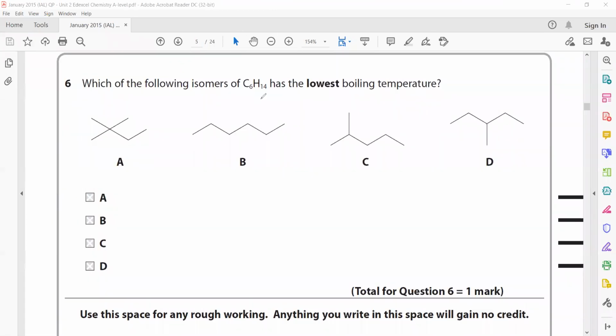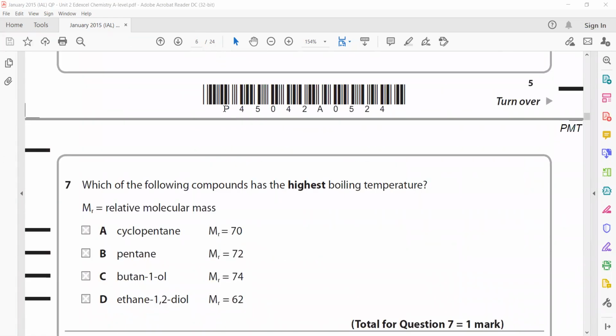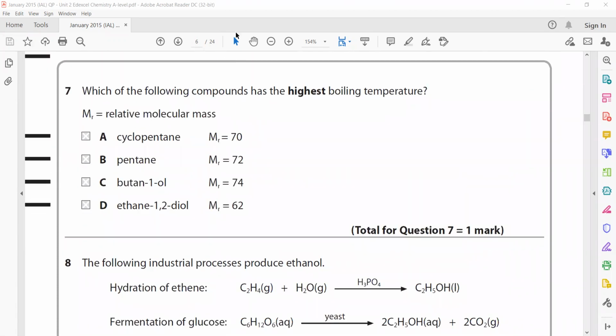Which of the following isomers has the lowest boiling point? Boiling point is directly proportional to the number of carbons, and the boiling point is inversely proportional to the number of branches. More branches, less surface area, so boiling point decreases. This one has 2 branches, this is a straight chain with no branch, this is only 1 branch, and this is also only 1 branch. So which has the lowest boiling point? A, because it has 2 branches. As the number of branches increases, the surface area in contact between the molecules decreases. That's why the boiling point will also decrease.